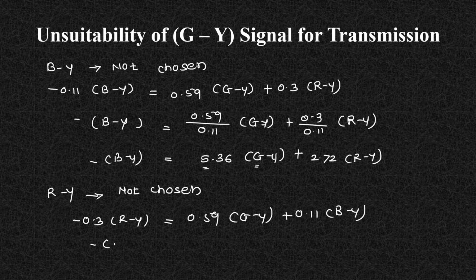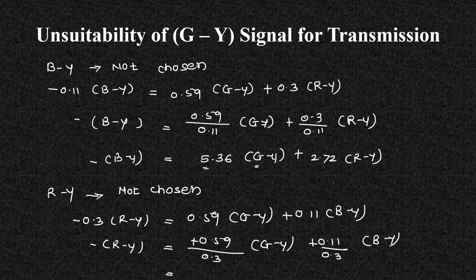So you can extract your R minus Y from the other two colors as minus 0.59 divided by 0.3 (G minus Y) minus 0.11 divided by 0.3 (B minus Y). Here the scaling factor will be 1.96 (G minus Y) plus 0.366 (B minus Y). So if you see here, the scaling factor of G minus Y is large in both conditions. It's close to 2 and it's close to 5. That's why, if you choose G minus Y for transmission to extract the other colors, you need amplifiers in the circuitry, which is very difficult to design, and that's why we are transmitting B minus Y and R minus Y along with the Y signal.